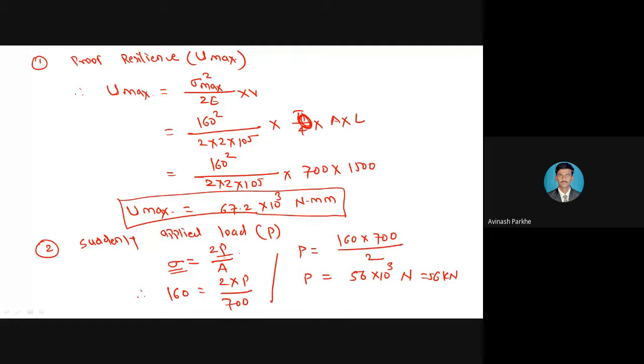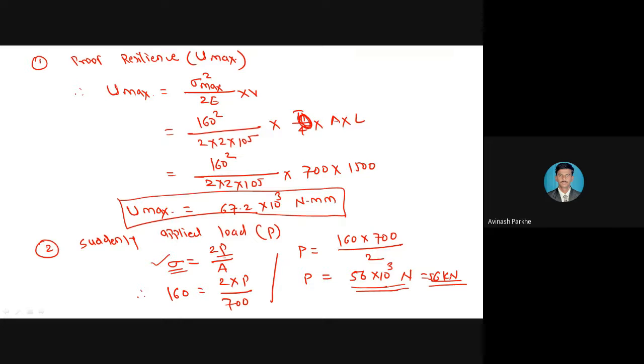If we are using P upon A, that formula is applicable for the gradually applied load. If we use that formula, your final answer will be wrong, because they have mentioned the condition to find the maximum value for the suddenly applied load. For the suddenly applied load, the stress formula is sigma is equal to 2P upon A. By calculation, you will get the answer 56 into 10 raised to 3 Newton, which is equal to 56 kilonewton.